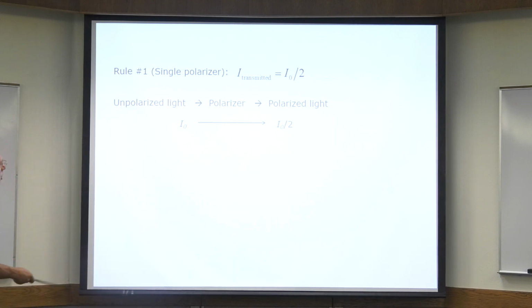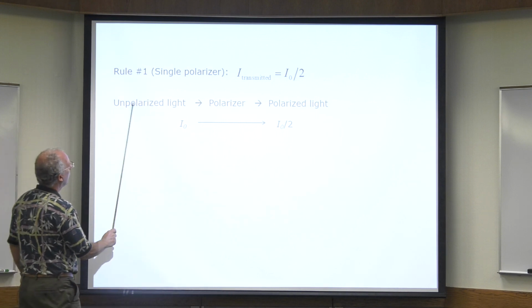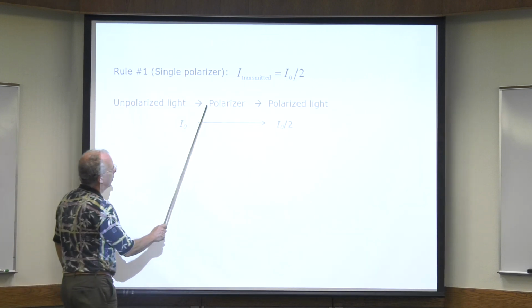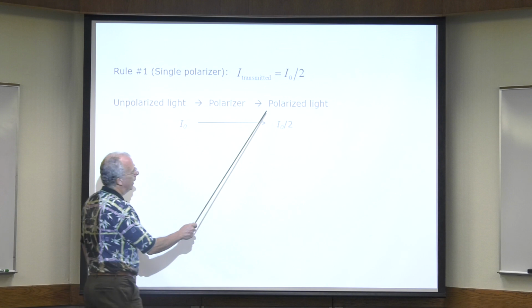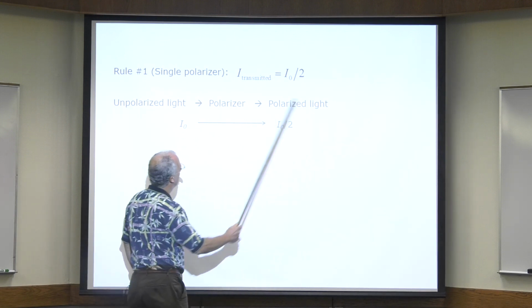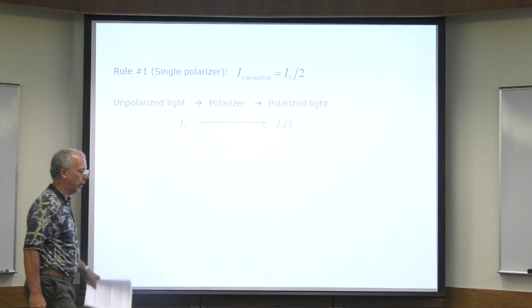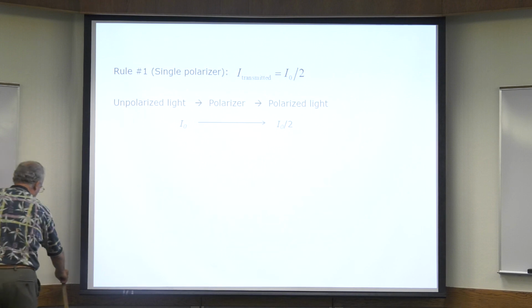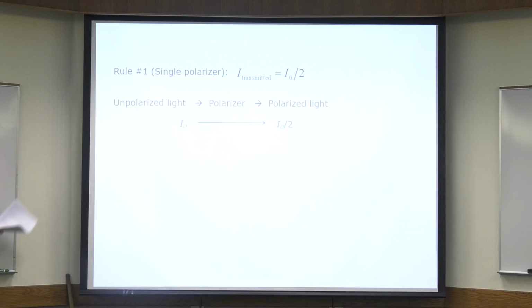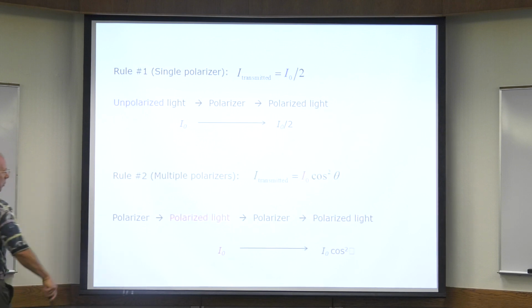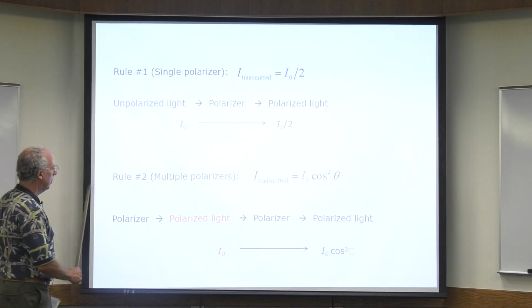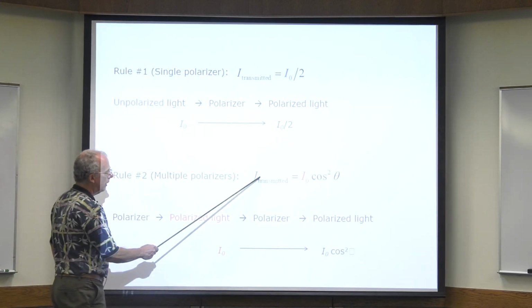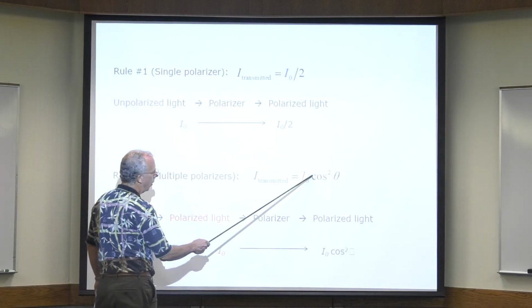Like I said, you have unpolarized light hitting a sheet of Polaroid, and then what do you get? You get polarized light, right? And the intensity is just half of what it was initially. Now, let's say we have multiple polarizers, which is the fun stuff. So this is rule number 2. The transmitted intensity is the initial intensity times cosine squared theta.